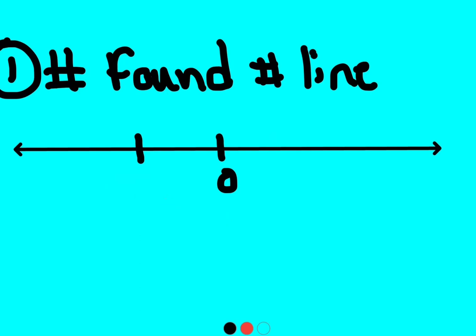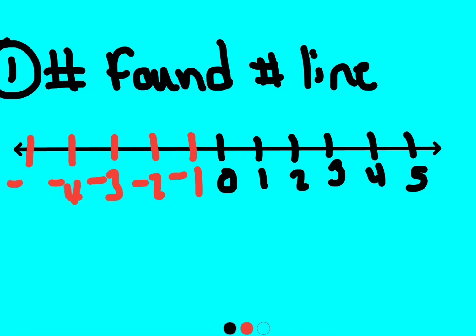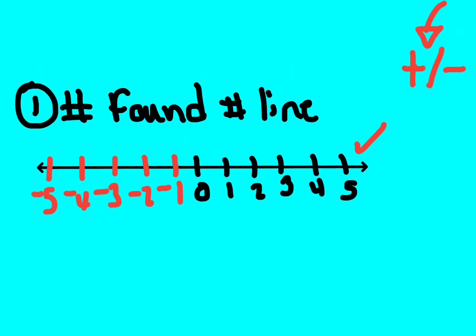So you can have positive integers like 0, 1, 2, 3, 4, 5, but you can also have negative integers. So think about this as owing money. So I owe somebody $1, $2, $3, $4, and $5. All of these numbers are examples of integers.